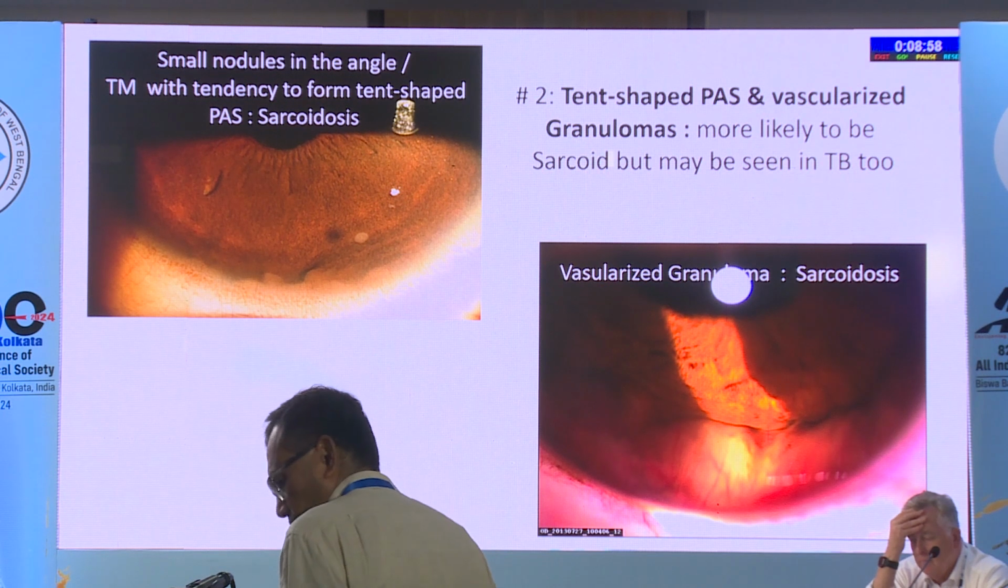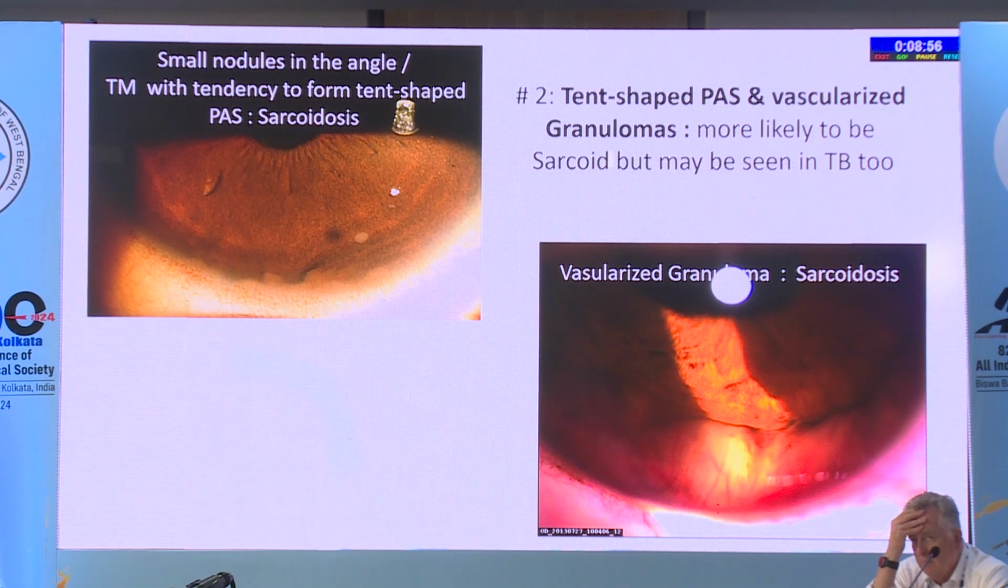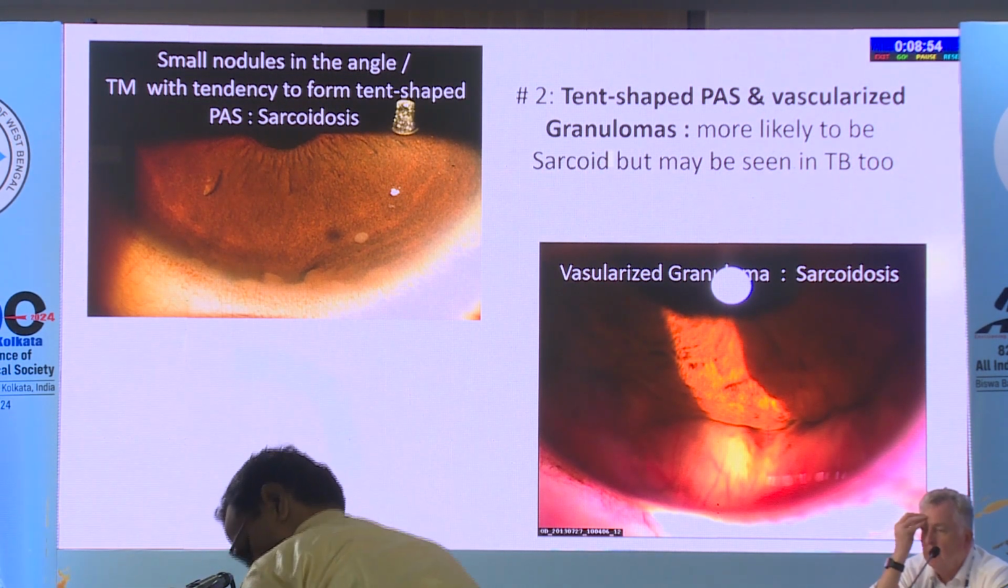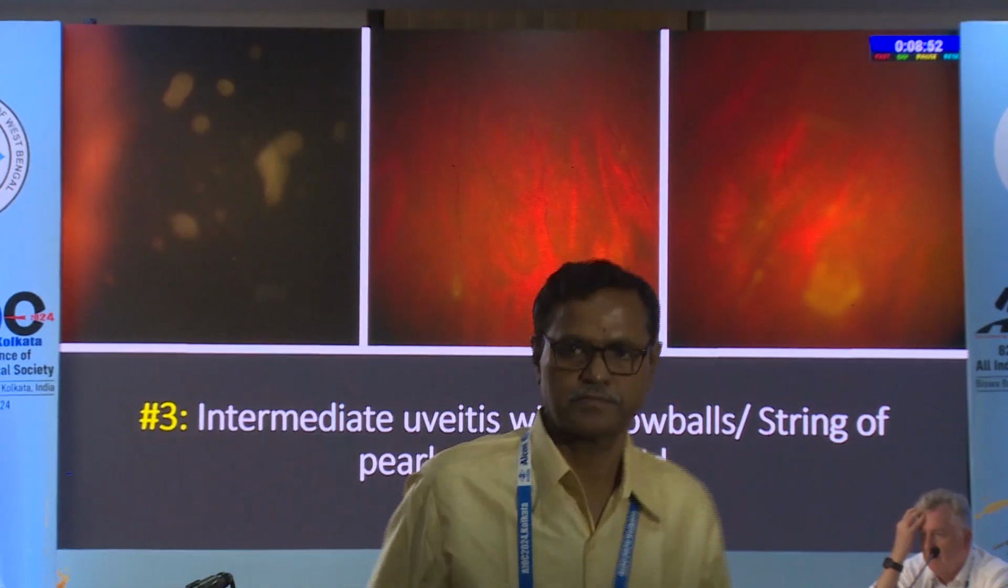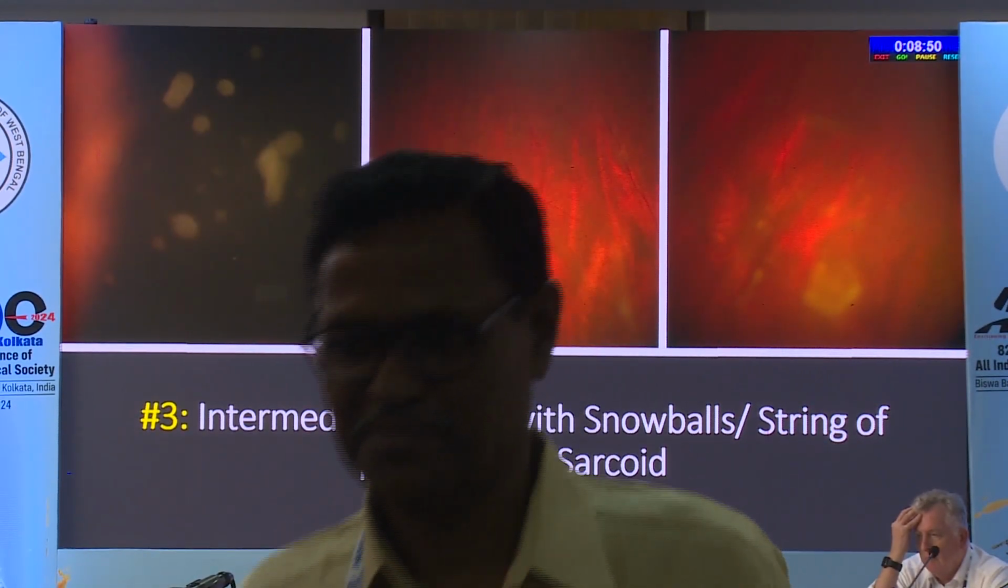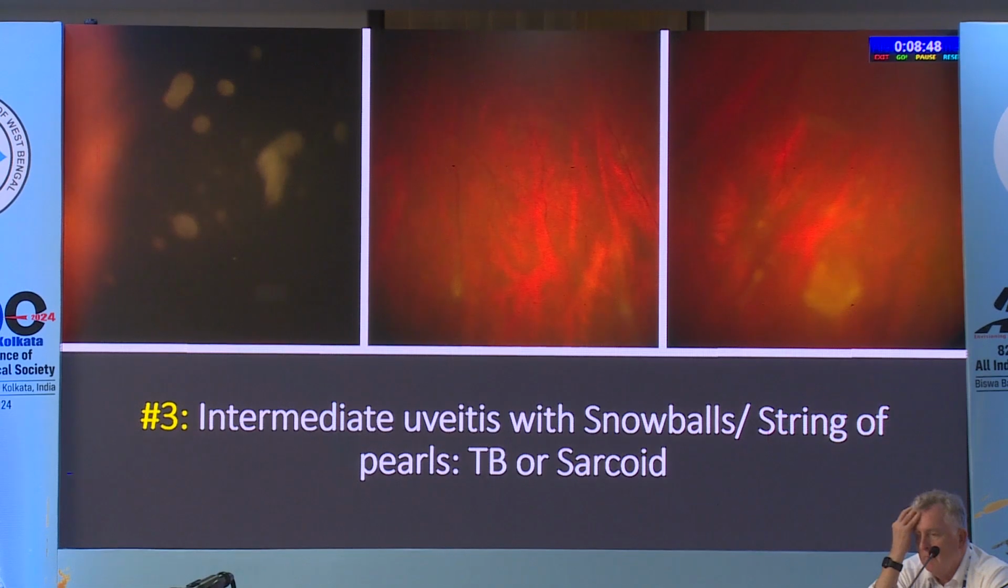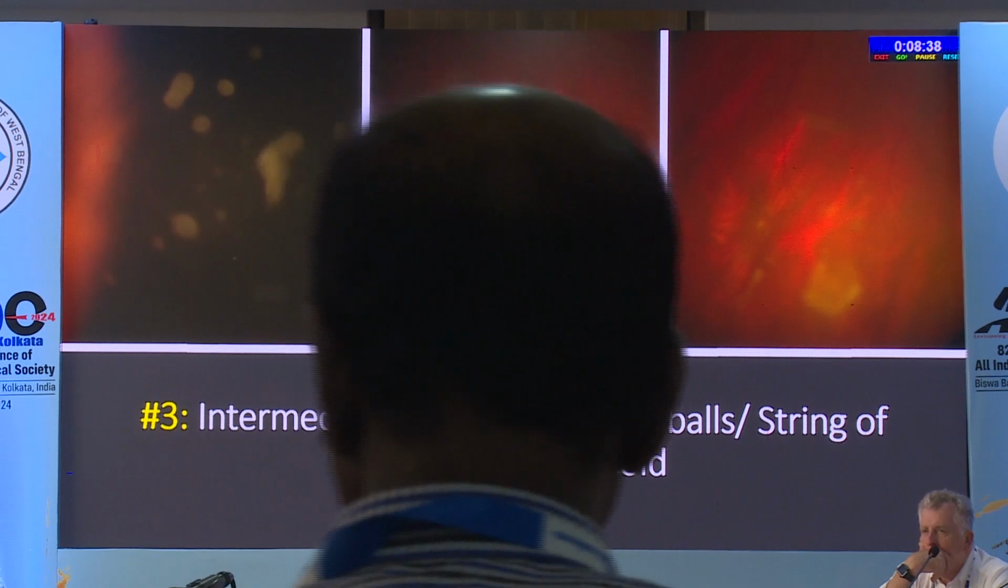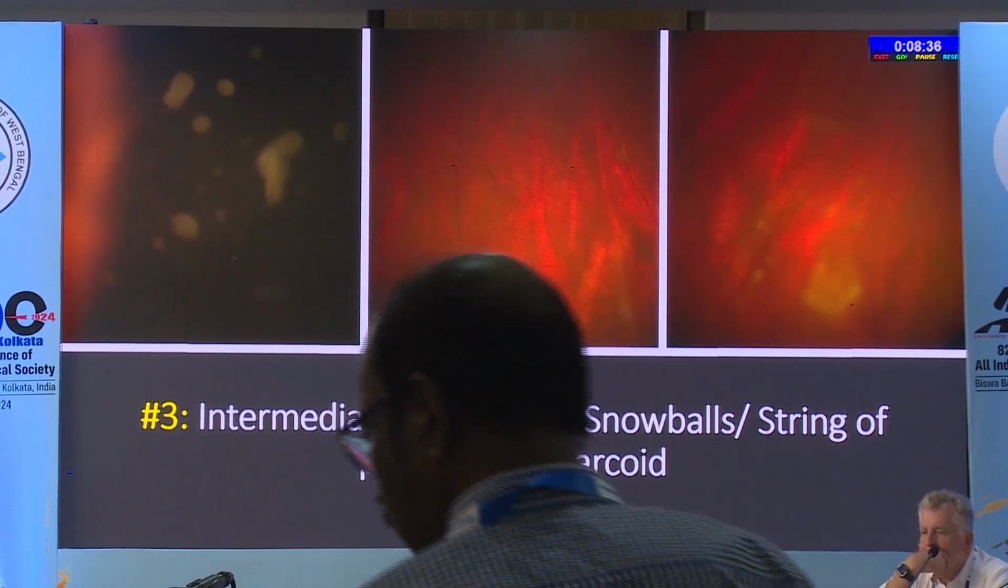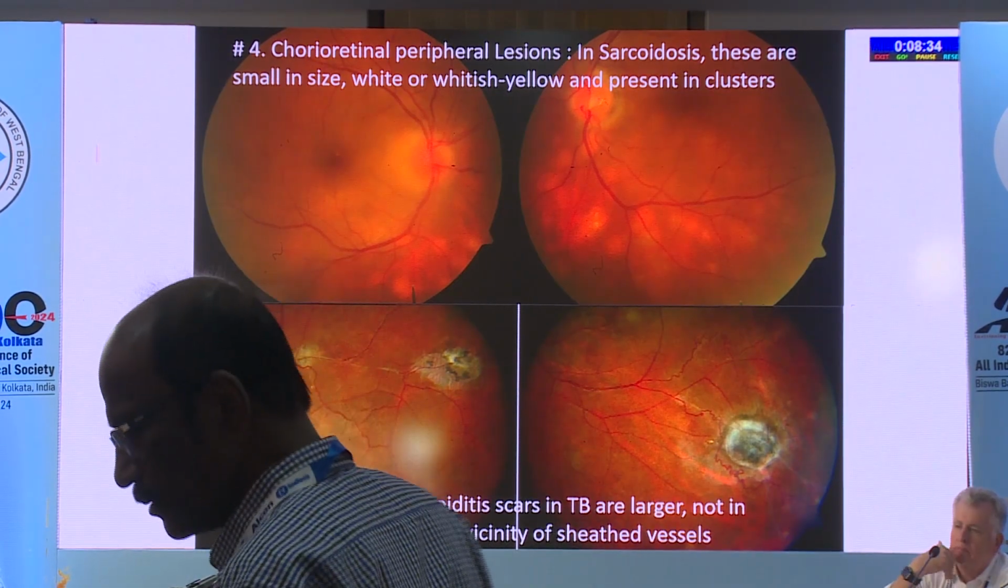One of the papers which we did at Moorfields also showed this finding. And also sarcoid can have vascularized granuloma if it is seen there. Intermediate uveitis, I always call it a flip of a coin. Whether the coin comes up heads, probably TB, and comes up tails is sarcoid kind of thing. But jokes apart, it is again one of the very challenging things when you get certain features of intermediate uveitis.